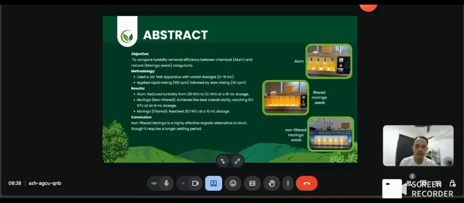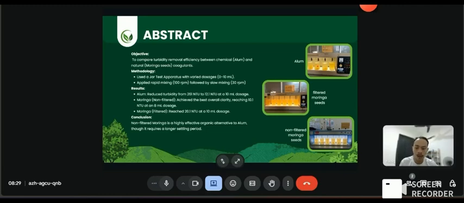Hello everyone. Today I am presenting our experiment on water treatment, specifically comparing a traditional chemical coagulant, which is aluminum sulfate, alum, with a natural alternative, which is Moringa oleifera seed. The objective of our mini project was to see if these natural seeds could remove turbidity as effectively as chemical coagulant. We tested different dosages and settling times to find the optimum or most efficient point for each.